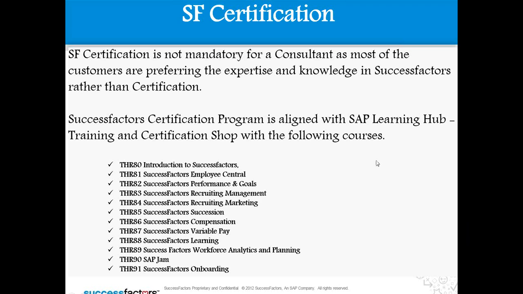First, we'll have to get the subscription to SAP Learning Hub, wherein we can do all these courses THR 80, 81, 82 through 91. And then we'll also have to have the subscription to certification hub, wherein we'll be able to take the certification in the courses we have completed through Learning Hub.